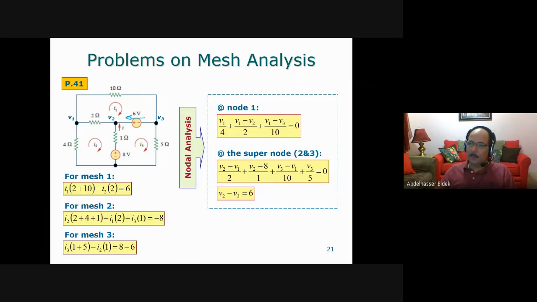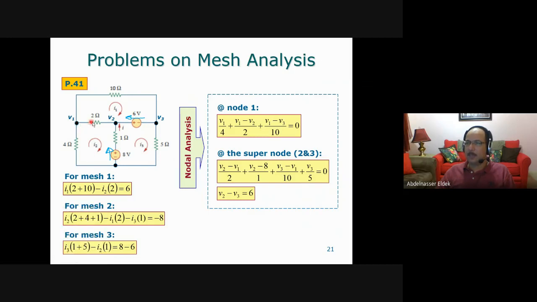For mesh number 2, it will be I2 times what? Times 4 plus 2 plus 1. These are the 3 resistors in this mesh: 4, 2, and 1. Let me do this, and then after that I'll use the laser.